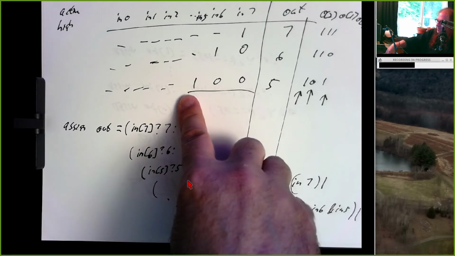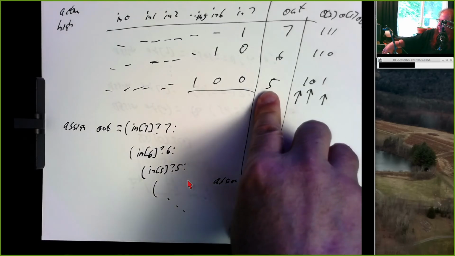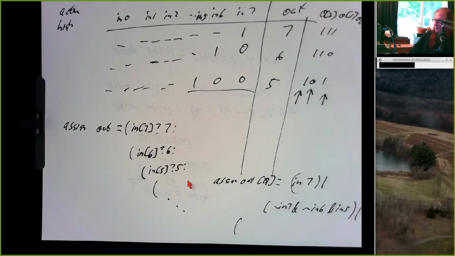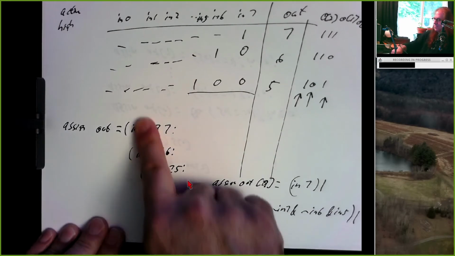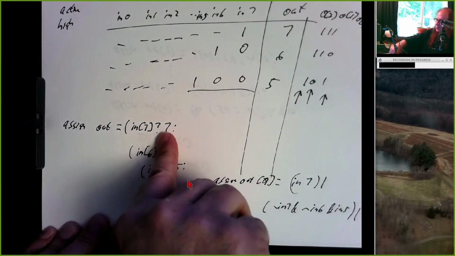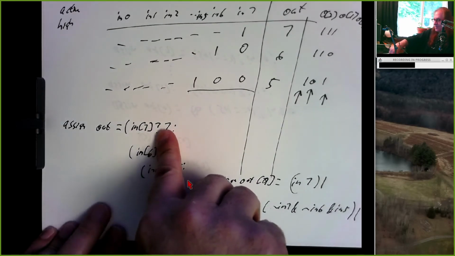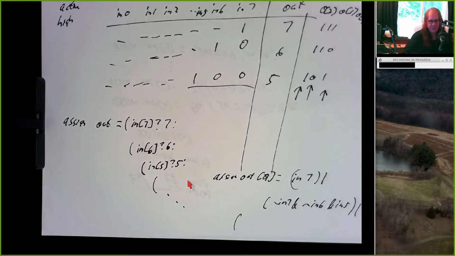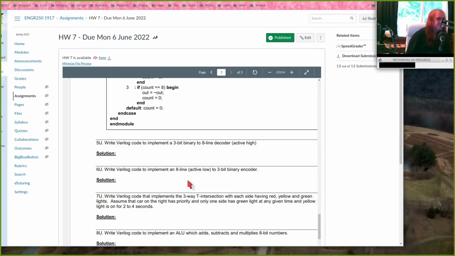So if in 5 equals 1, then out equals 5. Else, and so on. And so you write an 8-part if-then-else statement, and that would work. And that actually parallels the structure of this. If you take this ternary operator and you break it into a series of if-then-elses, it ends up being exactly the same as what you might code in an always block. So lots of options there.